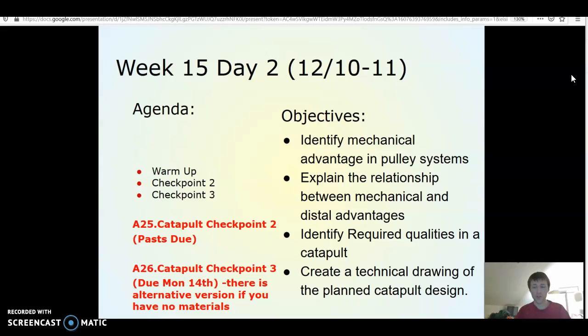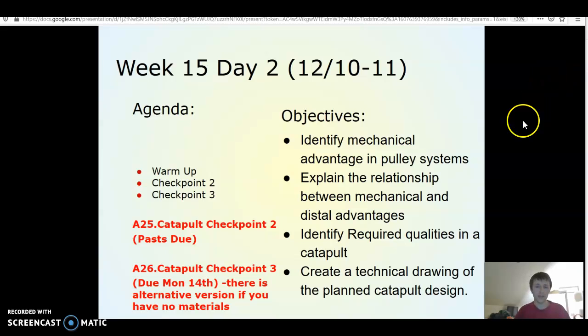Checkpoint 3, which is to actually build and test out your catapult, is due by Monday the 14th. There is an alternative version if you have no materials posted on my MCPS. You can check that out under this week. I'll show it to you towards the end of this video as well. So if you have any questions, please make sure you email me about that one.